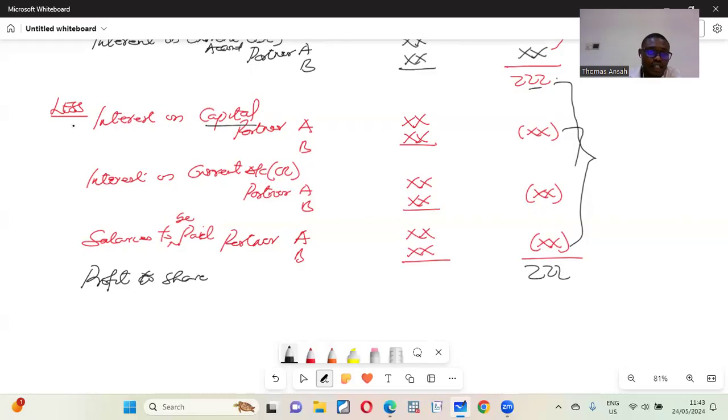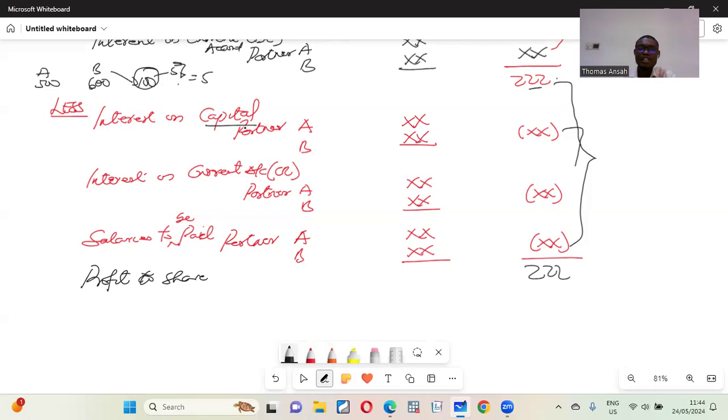So let's say partner A contributes 500. It means that partner B is also supposed to contribute 500. Now, if partner B rather contributes, let's say 600, then it means that partner B has contributed an excess of 100. And on this 100 he has contributed, he will take 5% interest, so 5% of this is 5. That is equal to 5. Now that would have been interest on excess capital. So you put that here.